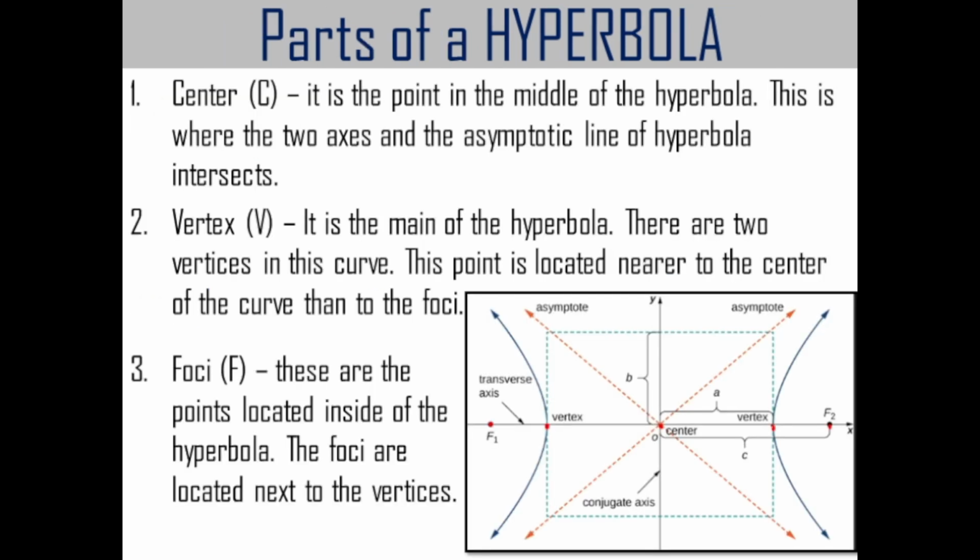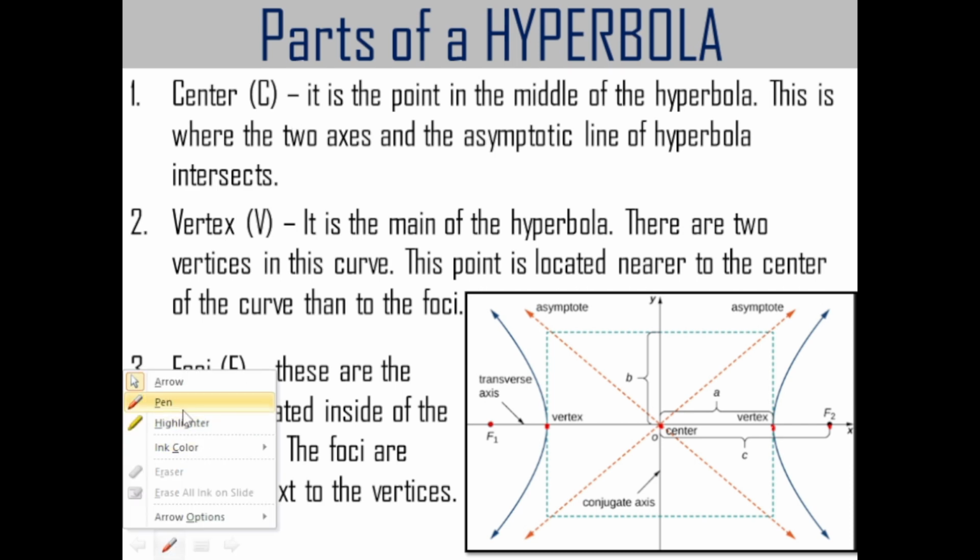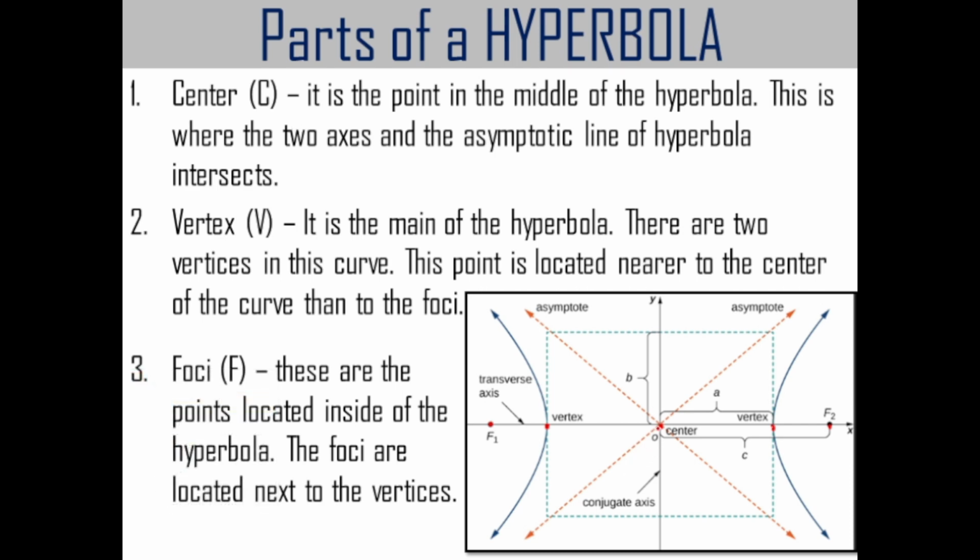Let's go with the parts of hyperbola. Una, center or big C. It is the point in the middle of the hyperbola. Parehas pa rin siya ng ating ellipse na meron tayong center sa ating gitna. Center nga, kaya gitna. Okay? Center dun sa pinaka graph natin. Okay? This is where the two axes.